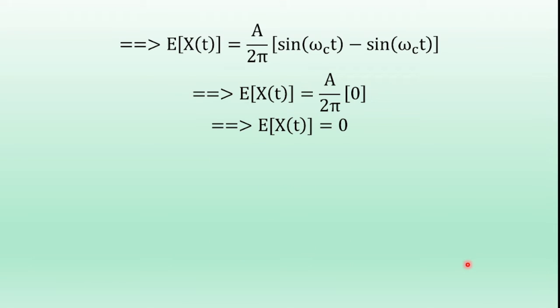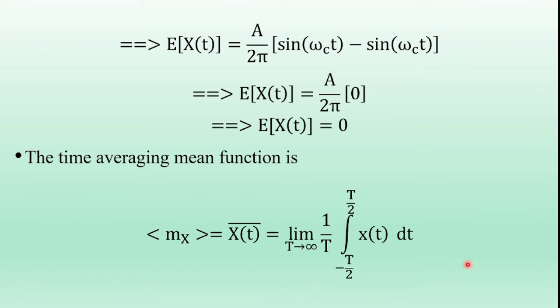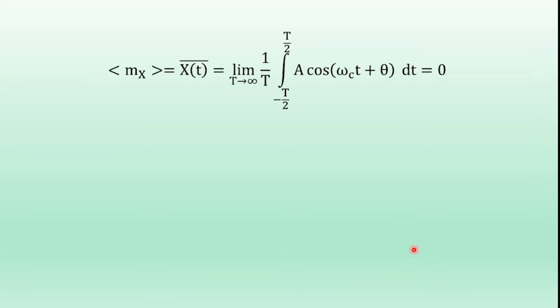Here the mean of the random process is independent of time, that is constant, and this is the statistical mean function. Next, find the time average mean function. We know that the time average of x of t, x of t bar, is equal to the limit as T tends to infinity of 1 by T times the integral from minus T by 2 to T by 2 of x of t dt, where x of t is A cos of omega c t plus theta. Now substitute T tends to infinity. So 1 by infinity is 0, and 0 into something is 0. Therefore the time average mean function is 0.